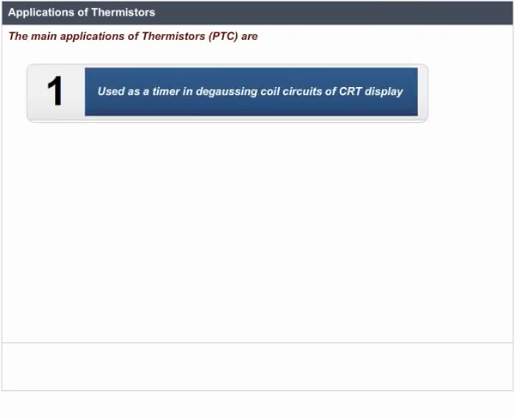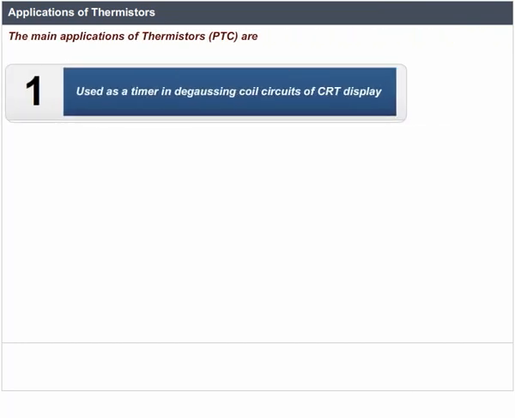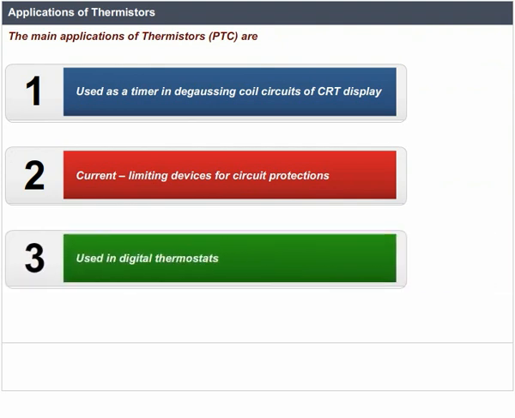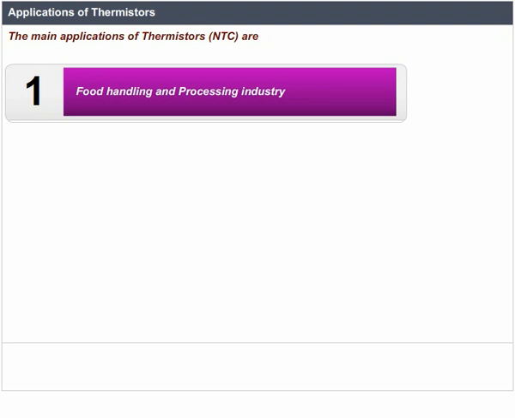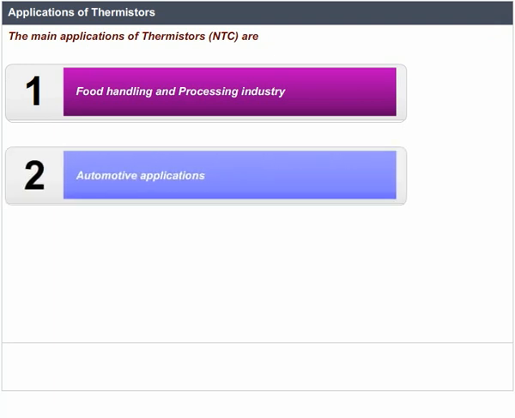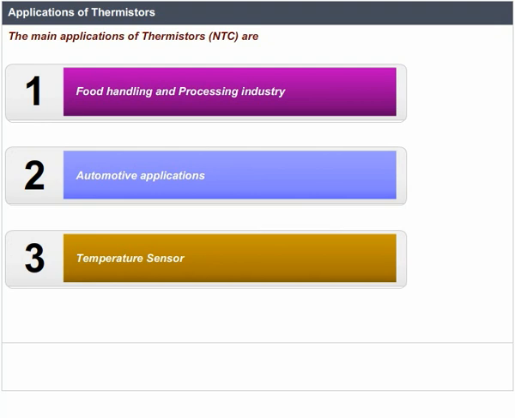Applications of thermistors. The main applications of thermistors, PTC, are used as a timer in degaussing coil circuits of CRT display, current limiting devices for circuit protections, used in digital thermostats. The main applications of thermistors NTC are food handling and processing industry, automotive applications, temperature sensor.